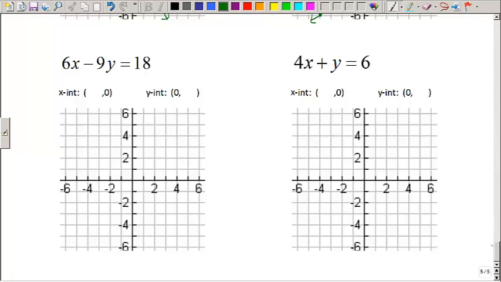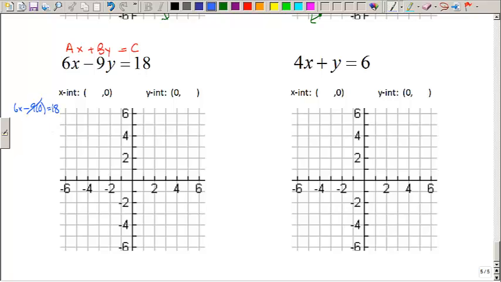The last two problems are in standard form, which is ax plus by equals c. So because I'm in standard form, I could either solve for y and put it in slope-intercept form, or I could try to find the x and y-intercepts, which is what I'm going to be focusing on here. If you are trying to find the x-intercept, you're going to take the y value and set it equal to 0, which gets me 6x minus 9 times 0 equals 18.